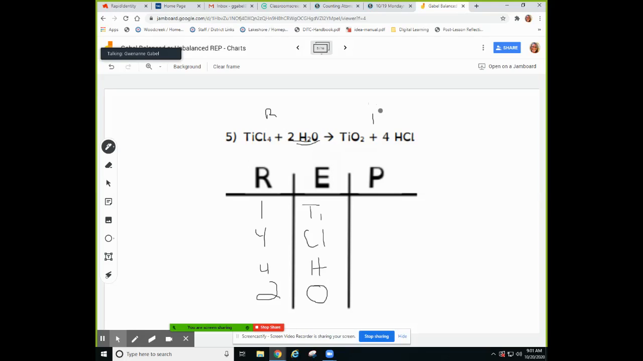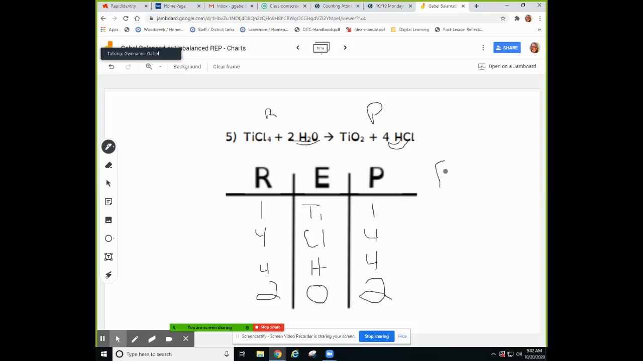Now I'm going to do the product side. Again, 1 atom of Ti. The subscript of oxygen tells me there are 2 atoms of oxygen. I distribute this 4 to hydrogen and chlorine because it's telling me I have 4 groups of this compound, 4 atoms of hydrogen and 4 atoms of chlorine. Is this equation balanced? So this equation is balanced.